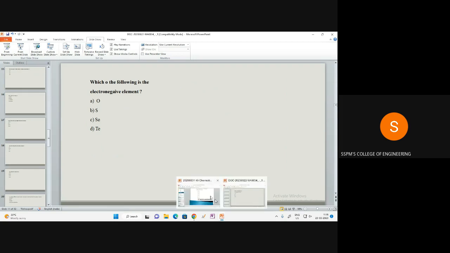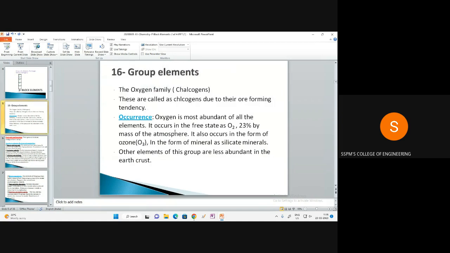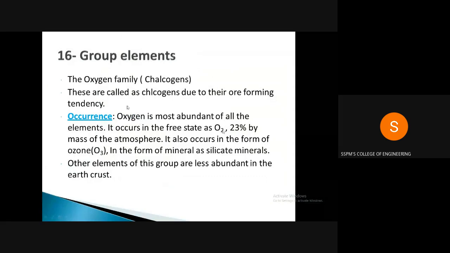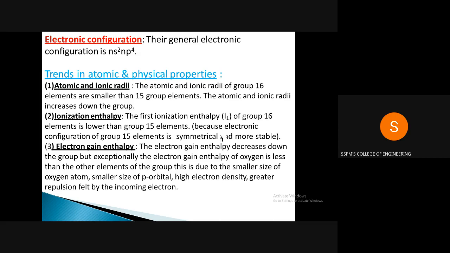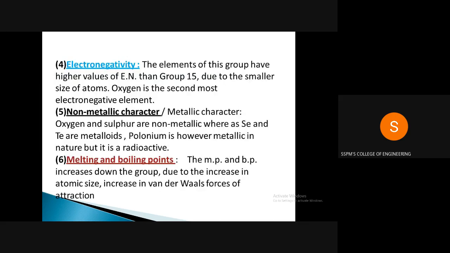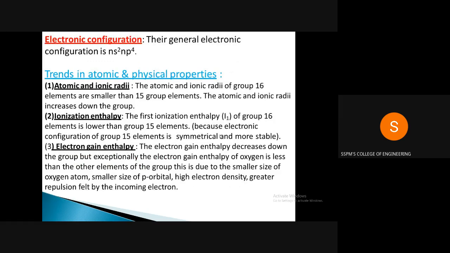Then occurrence of each element. Occurrence means the percentage of each and every element. Oxygen is the most abundant of all elements. The mass percentage of each element is important. So oxygen is the most abundant element, and you will be asked a question on it. Among the elements of the three groups, oxygen is the most abundant element. So ionization enthalpy will decrease.